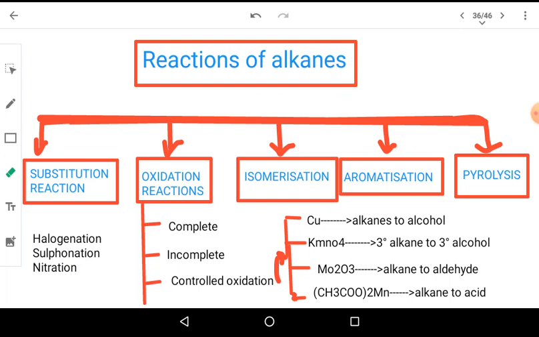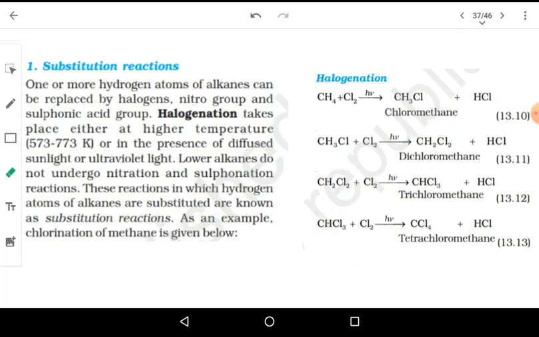So now let's move on to the reactions of alkanes. We have the following categories of reactions in alkanes. First one is substitution reaction. Second is oxidation reaction. In oxidation, we have complete, incomplete, and controlled oxidation. In controlled oxidation, we have reaction with copper, reaction with KMnO4, reaction with Mo2O3, and also reaction with manganese acetate. Then we have isomerization, aromatization, and finally pyrolysis. So let us take this one by one.